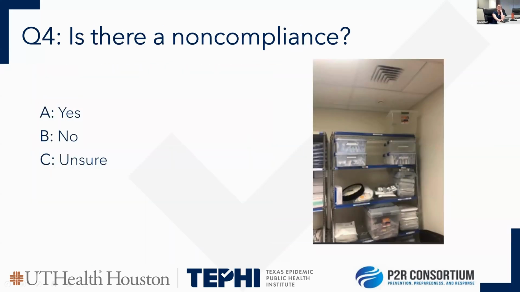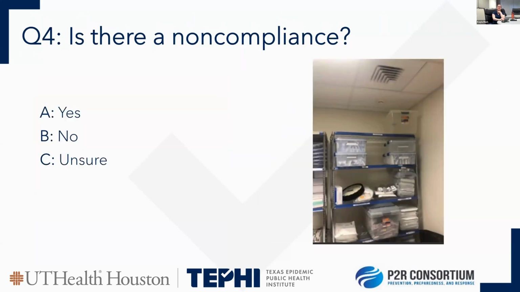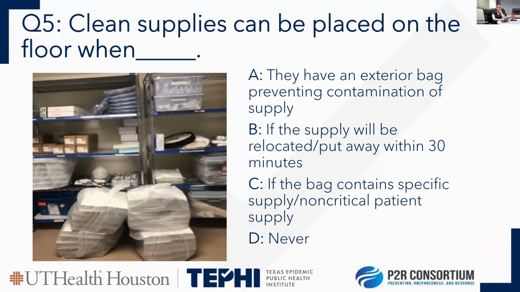So next, we walk into another part of the room. Is there a problem? Yes, no, unsure. Oh, you guys are doing so great. Yes, there's a problem. Things are stacked too high. It's not 18 inches from the ceiling, so it's potentially blocking the fire sprinkler from doing its job if there is a problem.